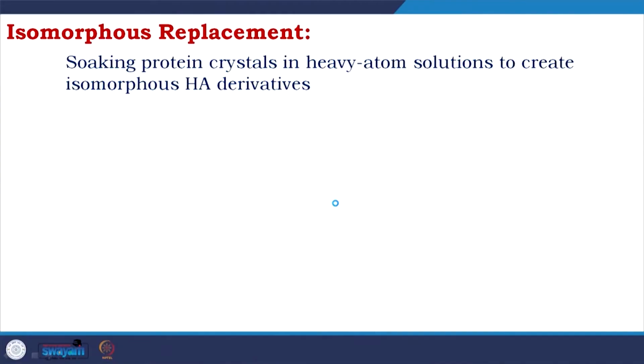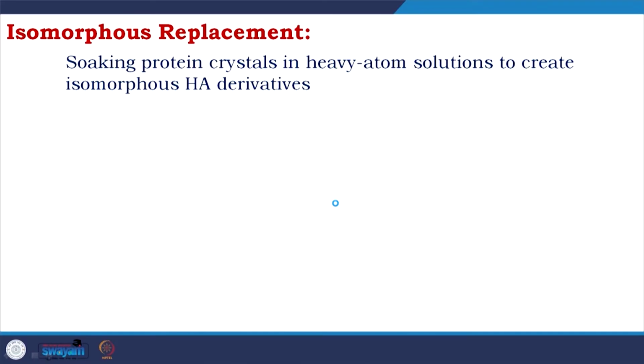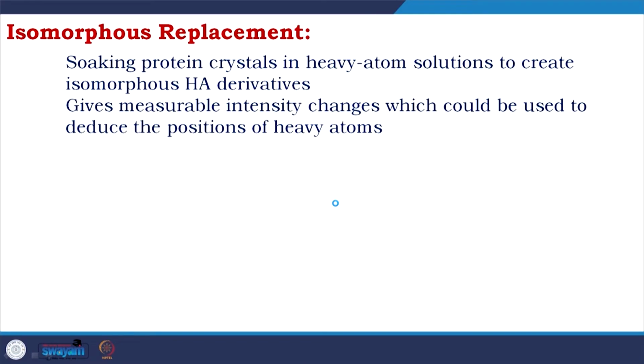We talked about isomorphous replacement. So, what we do here, we do the soaking of protein crystals. I talked about we do either soaking where we have a metal solution, we put the crystal there, or we do co-crystallization where at the time of crystallization, remember we talked in detail about crystallization, we add precipitants and all, we add the metal also. So, soaking protein crystal in heavy atom solution to create isomorphous heavy atom derivatives gives measurable intensity changes which could be used to deduce the position of the heavy atoms.